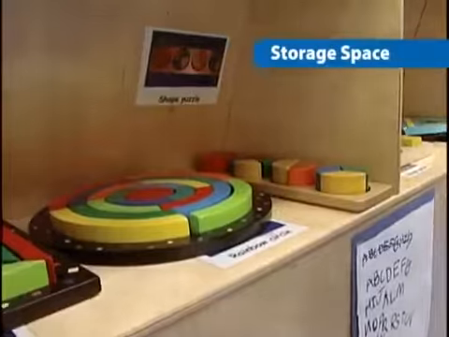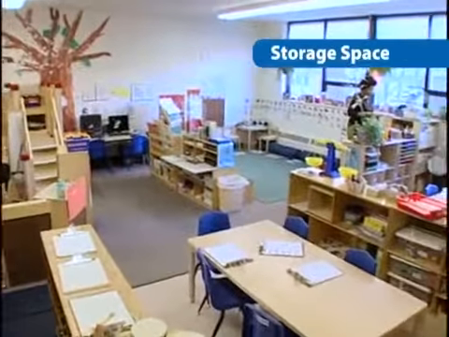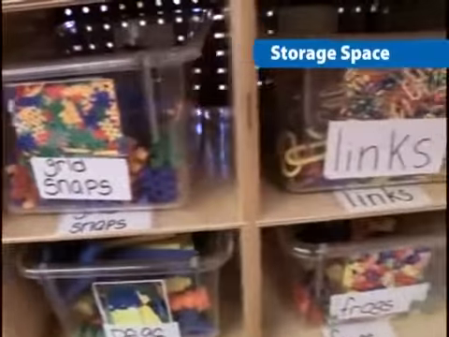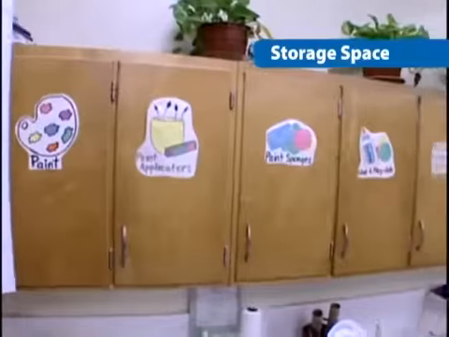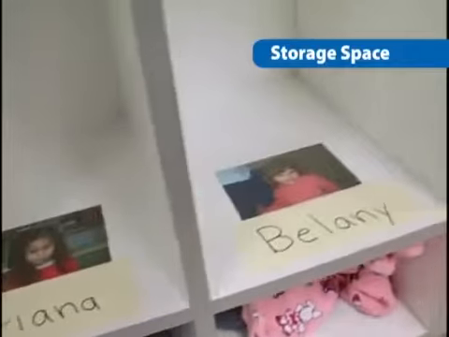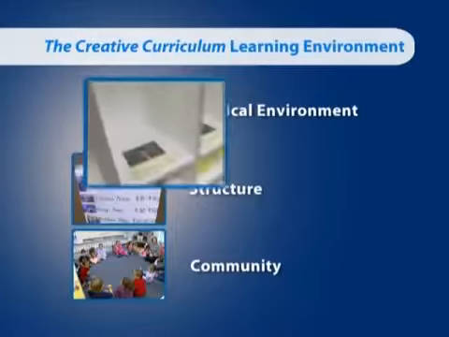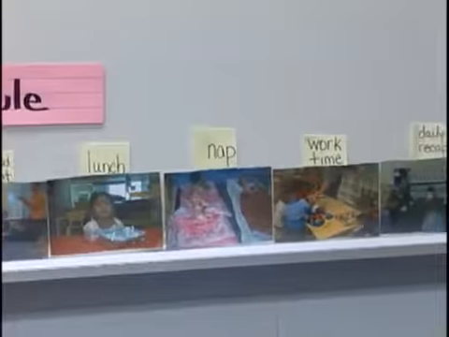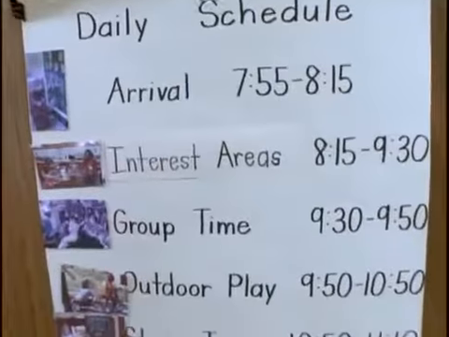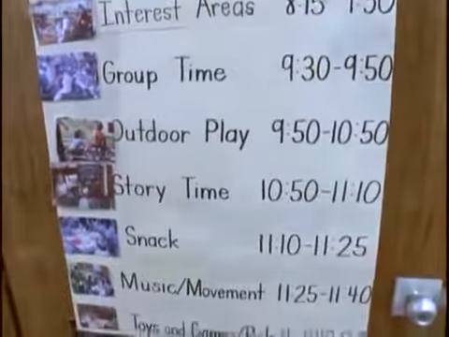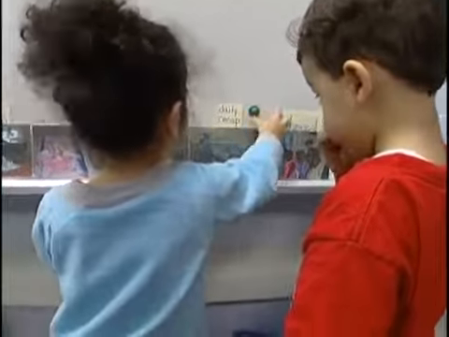An orderly classroom requires storage space: open storage for materials accessible to children, secure storage for materials teachers want to control, and personal storage. Next, teachers establish a clear structure for each day. A predictable daily and weekly schedule provides structure and helps children feel safe and secure so they can focus on learning.